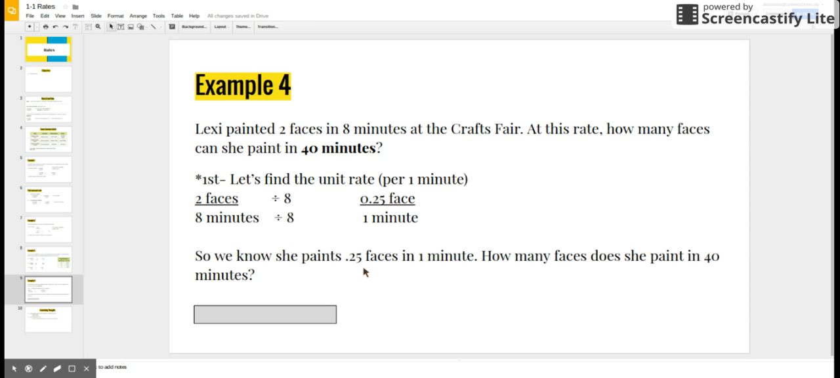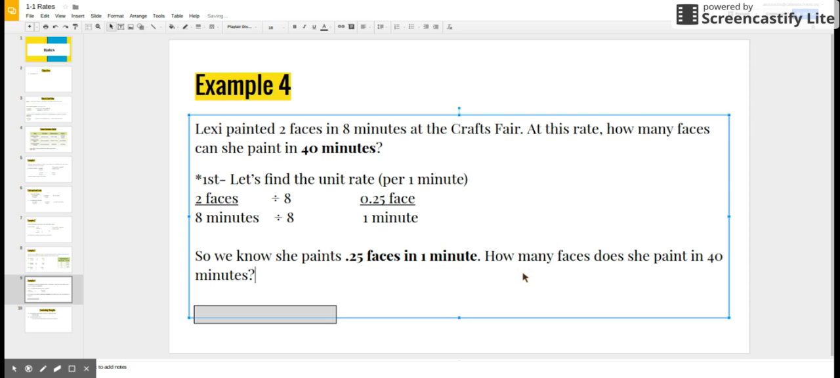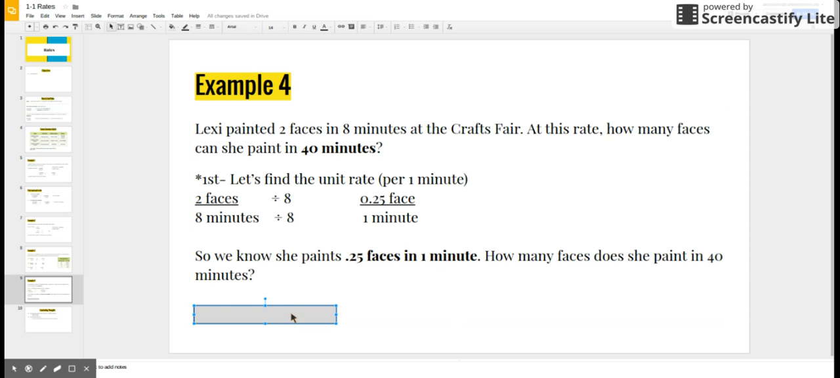So we know she paints 0.25 faces in 1 minute. How many faces does she paint in 40 minutes? How are we going to figure it out? Well, you would just multiply this, right? 0.25 times 40. And you would end up getting 10 faces.